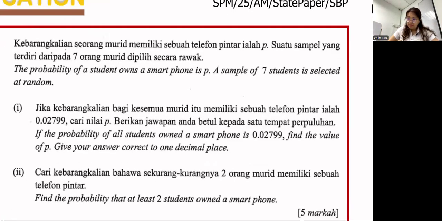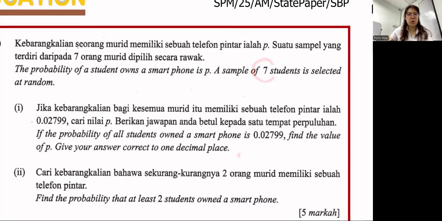Let's see this question. The probability of a student owning a smartphone is P. A sample of 7 students is selected at random. This will tell us that this is a binomial distribution. Next, the probability that all students own a smartphone is 0.02799. I got 7 students, all of them own a smartphone, and the probability is this. Find the value of P. Pay attention: give your answer correct to 1 decimal place. You have to follow. If your answer is correct but you never give it in 1 decimal place, ta-da, you will get it wrong. Okay, clear? So let's see my solution.